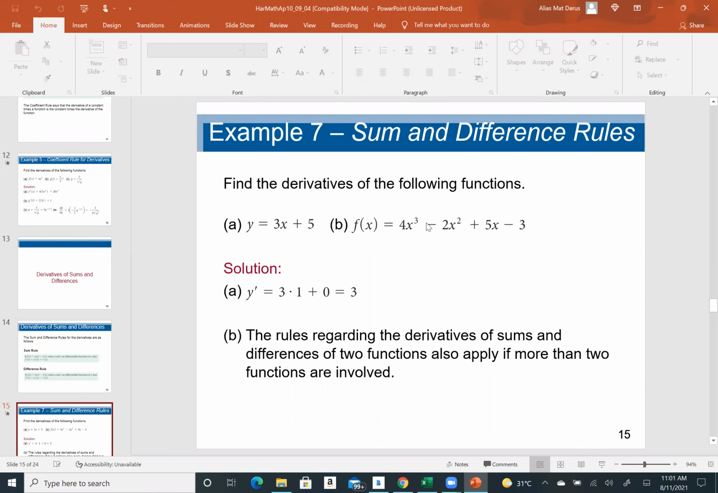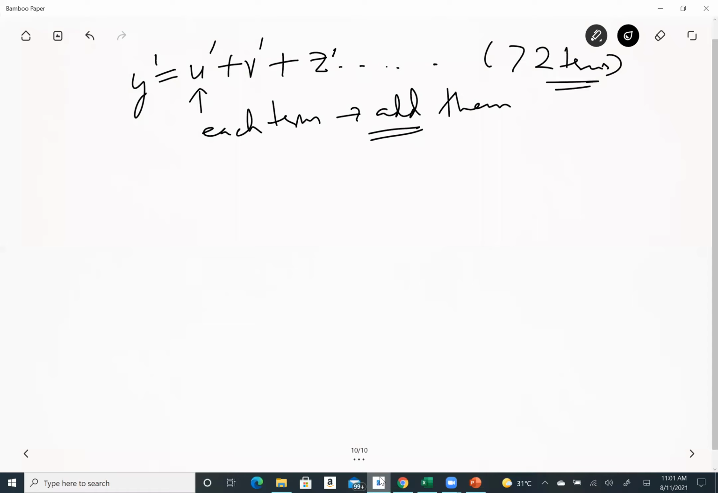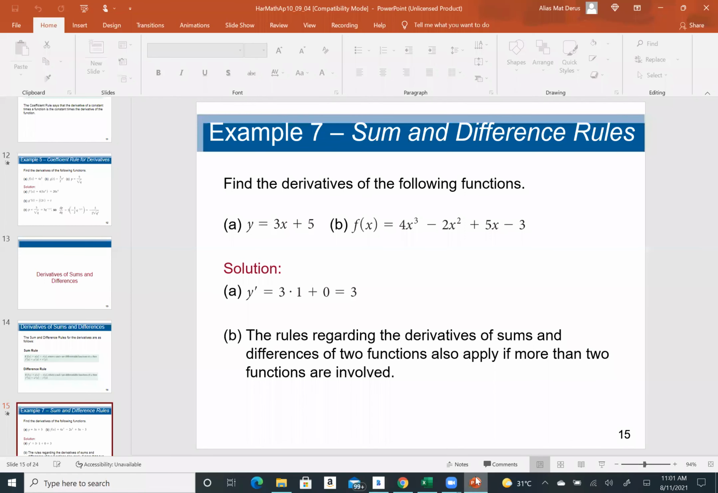4x cubed. Minus. You don't have the difference rule yet. So this one we change to plus. Okay, we change to plus. We do the minus later, and then we mix them up. So that one becomes a plus. Simple. So the minus becomes plus. So plus 2x squared plus 5x minus 3.